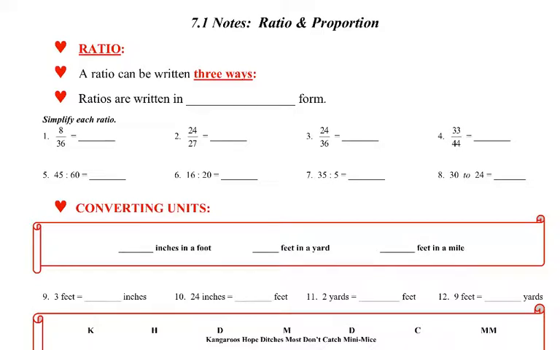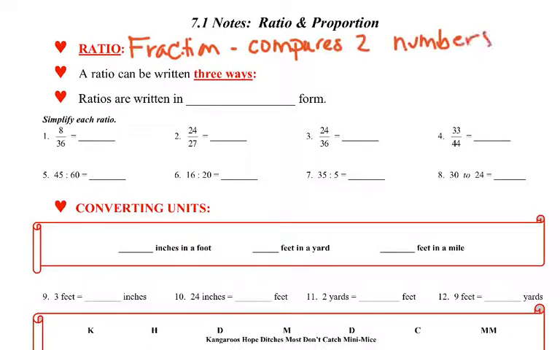Starting a new chapter today on similar triangles. And before we really get into the geometry, we're going to review some algebra and really even some middle school math that you need to know. Do you remember what a ratio is? A ratio is basically a fraction, right? A ratio compares two numbers. And a ratio can be written three ways actually.